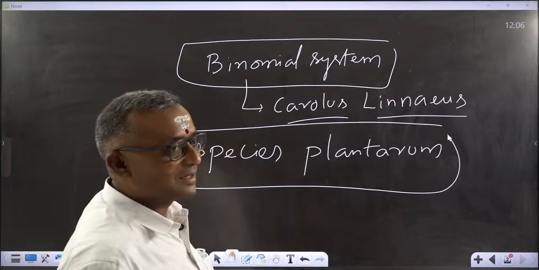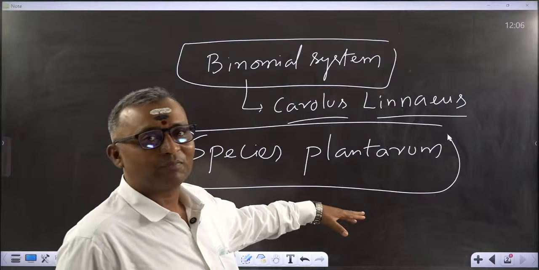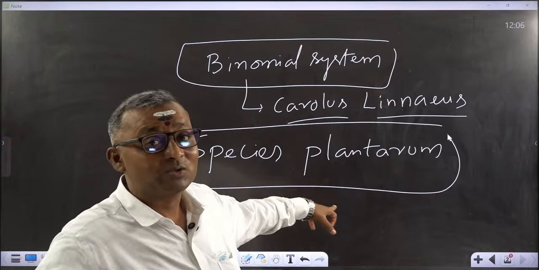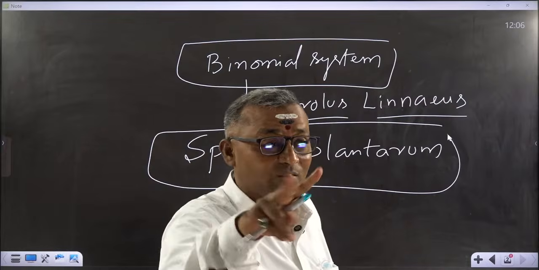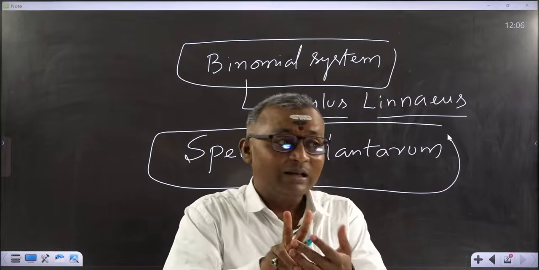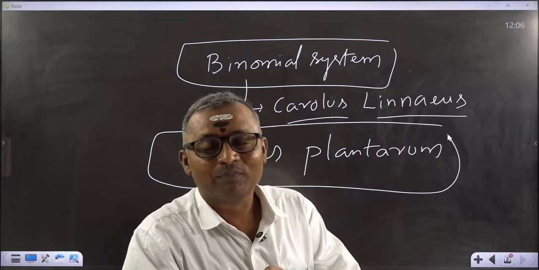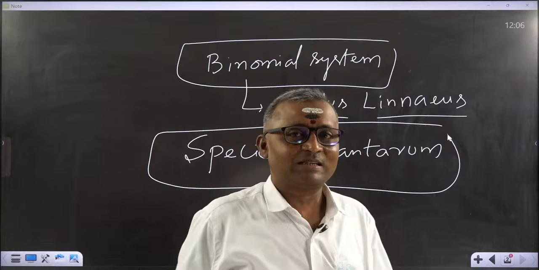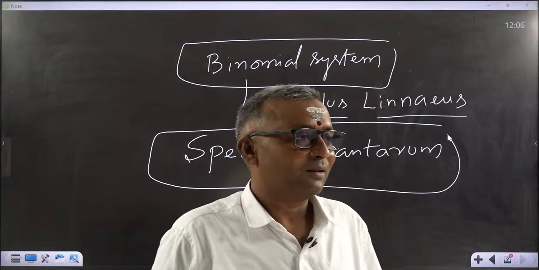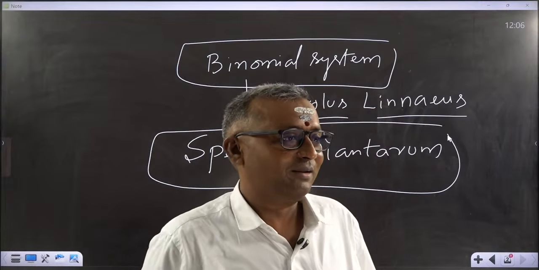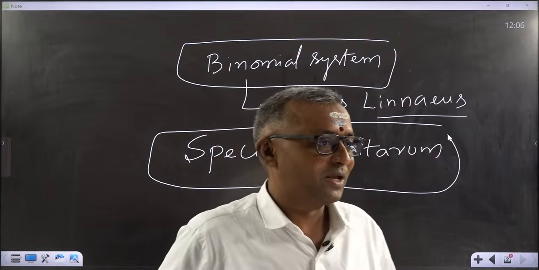That's why I wrote the same name on the board first. And again, I am writing the exact names, because you should not get confused between these two books. Linnaeus was the author of these two important books. What are they? Systema Naturae as well as Species Plantarum. What is the significance of Systema Naturae? Can anybody tell?